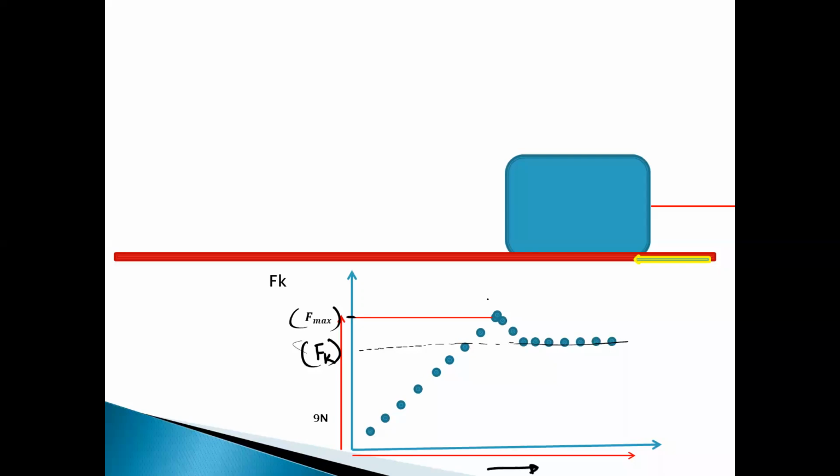So from this graph, you will get two regions. This is called as a static region. Up to this point, the object is stationary. And this region beyond this line is called the kinetic or the dynamic state. The friction here we call kinetic friction, and remember, kinetic friction is always less than the static friction, which is the F max value.